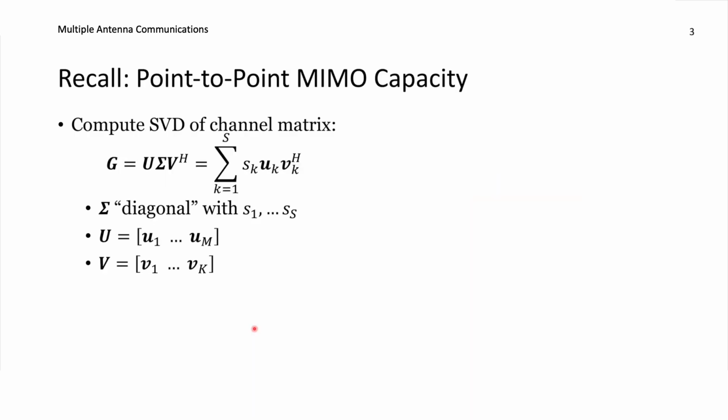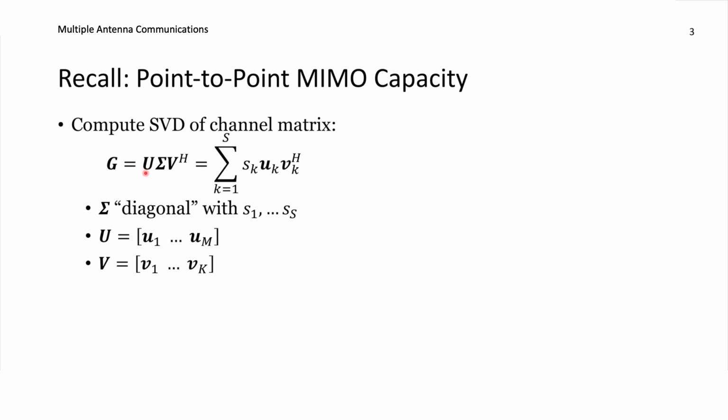So let's first talk about the point-to-point MIMO capacity again. What we have been saying in the previous lecture is that we should analyze such a channel by computing the singular value decomposition of the channel matrix. So we have channel matrix G, which is an M by K matrix. M is the number of receive antennas and K is the number of transmit antennas.